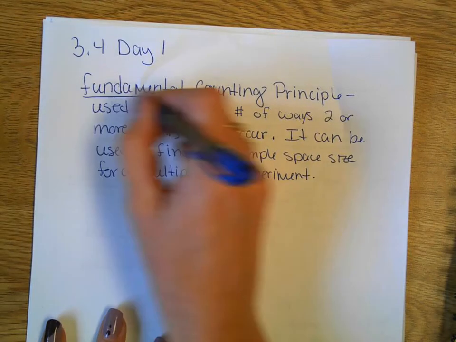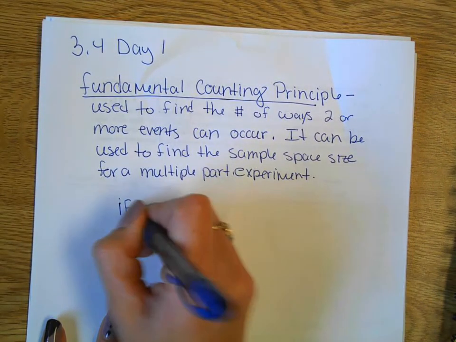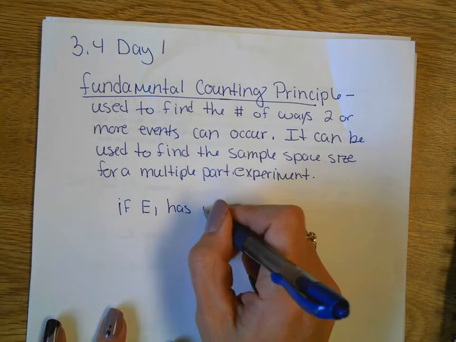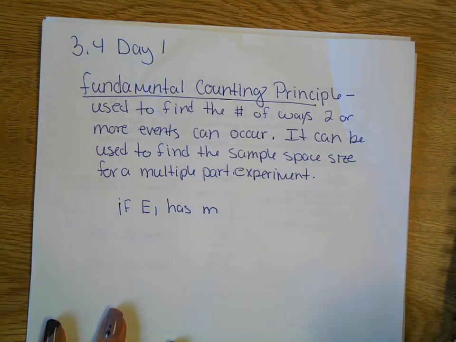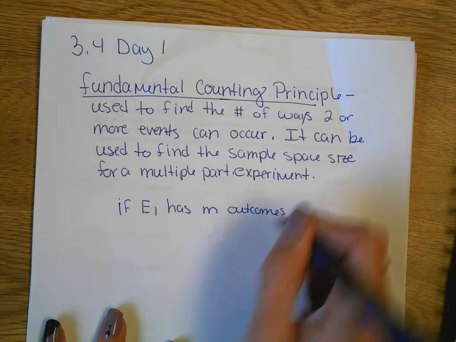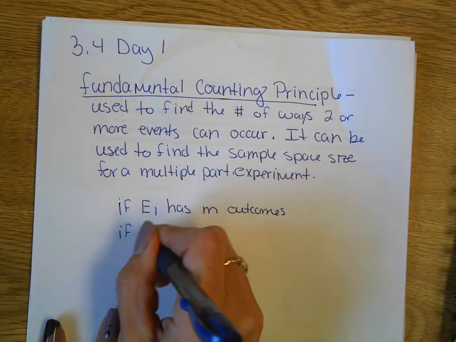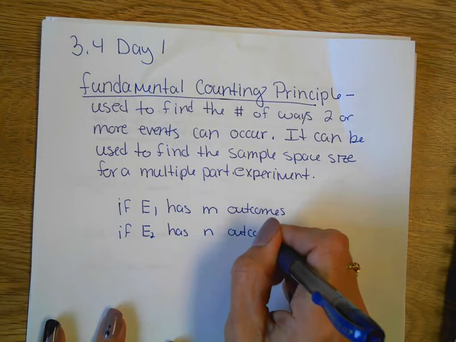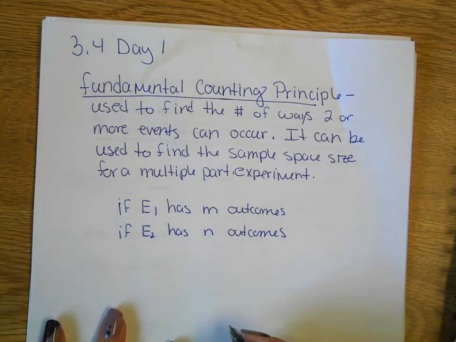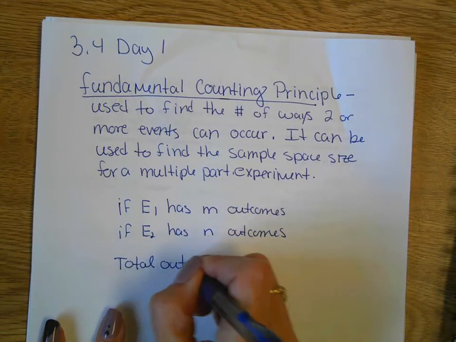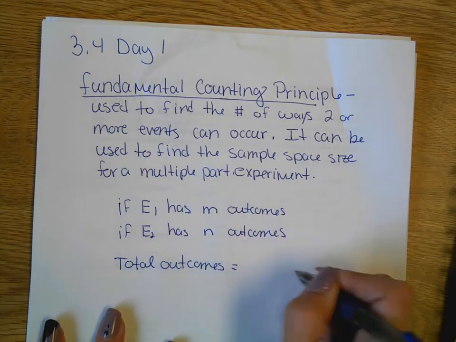So, the way the fundamental counting principle works, if event 1 has, let's say, m number of outcomes or possibilities, and event 2 has n possible outcomes, the total ways for those two to happen one after the other, do you know what you have to do here? Multiply.